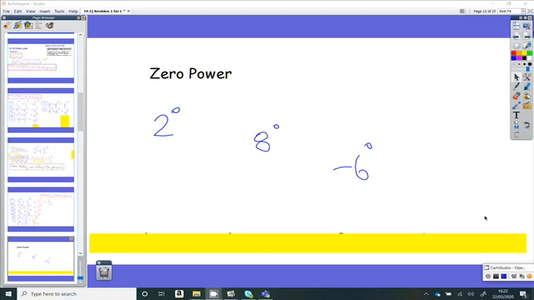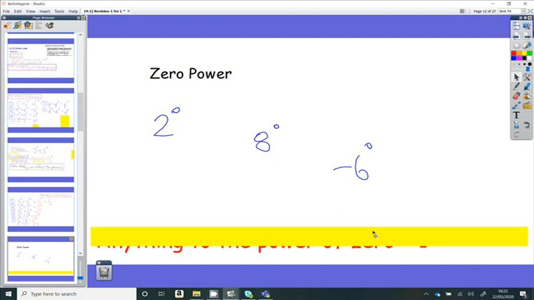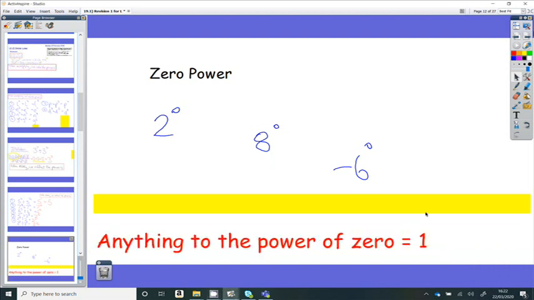Now, the final thing on powers, can you all remember what anything to the power of 0 is? So 2 to the power of 0, 8 to the power of 0. What is the answer to anything to the power of 0? Well, it's 1. Anything to the power of 0 is 1.